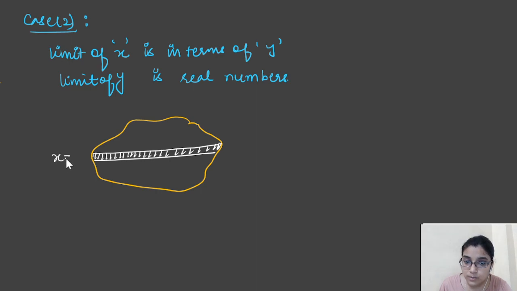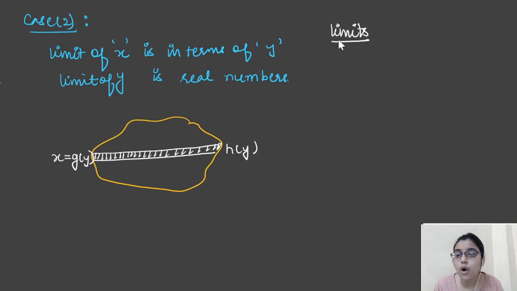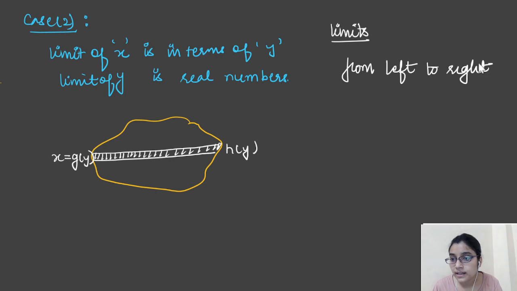So this is going to be, suppose, x from g of y, and this is your h of y. But remember one basic rule: limits are always being taken, always, anywhere, any concept. From where? From left to right. Okay, from left to right. This is a basic rule. Whenever you are finding out the limit, you will always take the limit from left to right, and from where to where? From bottom to top.